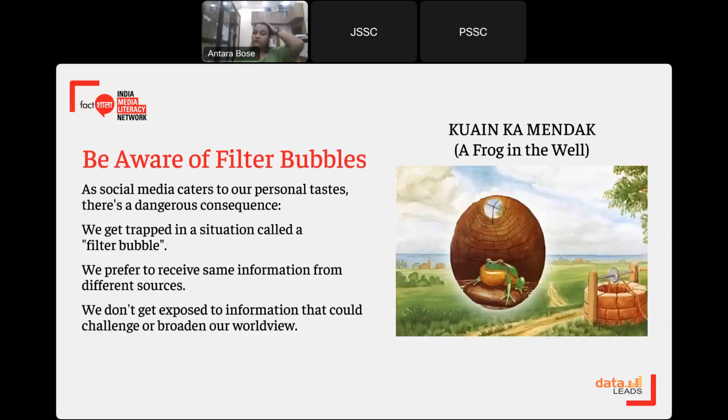So we'll talk about two of the most important terms in information literacy, which are filter bubble and echo chamber. Filter bubbles are those search results on your phone, on your Facebook feed, or the YouTube channels that you watch, which actually work based on algorithms. The search results that you get on your phone are based on algorithms.